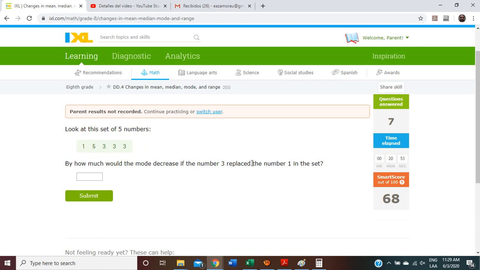If the number 3 replaced the number 1 in the set, so imagine that this is not a 1 anymore, it is another 3. So what is the mode going to be? It is going to be 3 again, because it is going to be 4 times and the mode is going to be 3. So by how much will the mode decrease? It won't decrease, it will be 0, because it is going to be the same number.